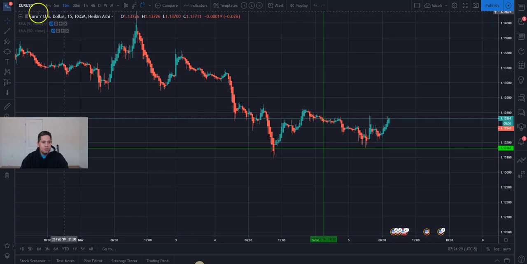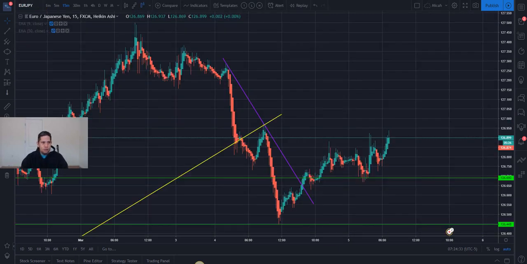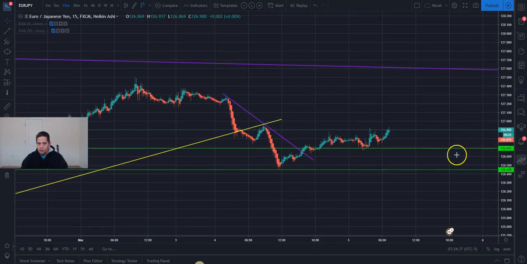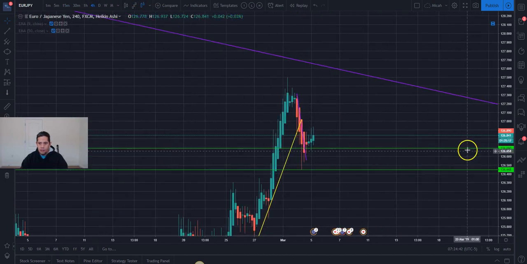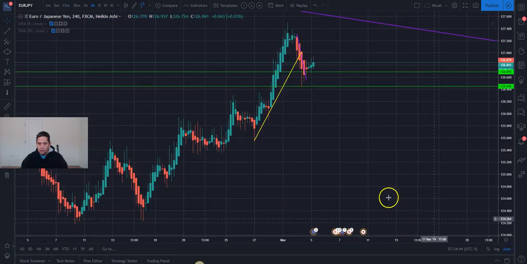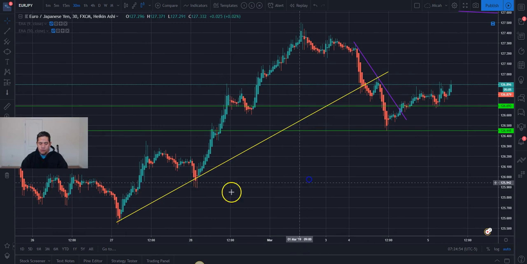So Euro JPY, the first trade was called on the 4-hour time frame. So 4 hours. We drop to our 30 minutes to draw our trend line. So this is what I've seen, right?